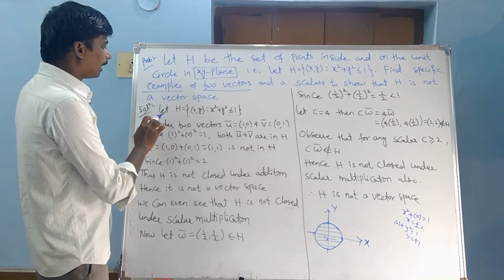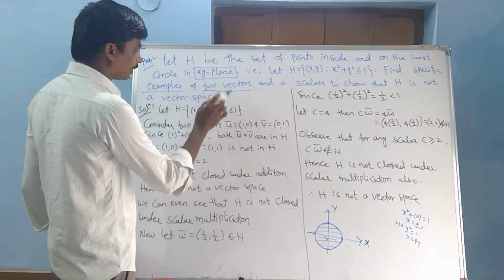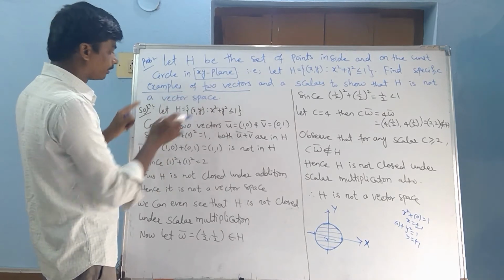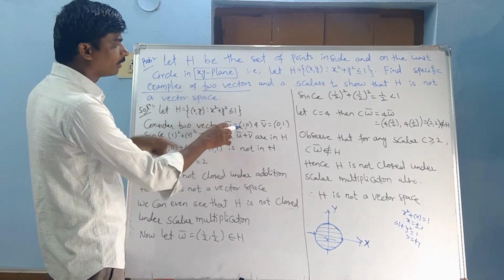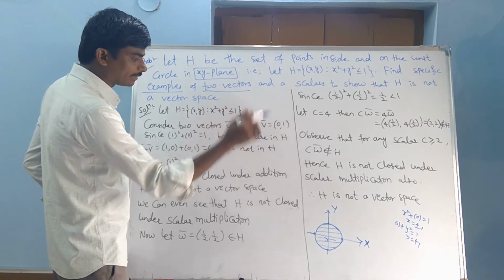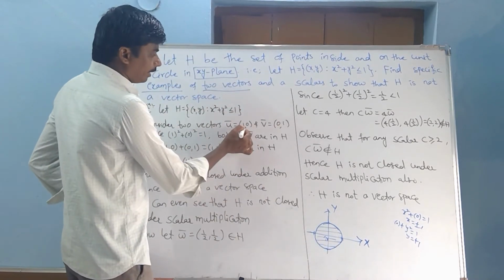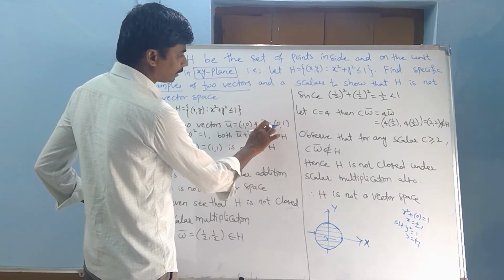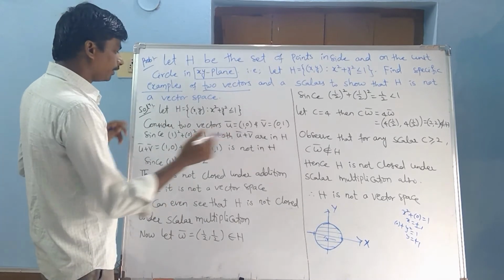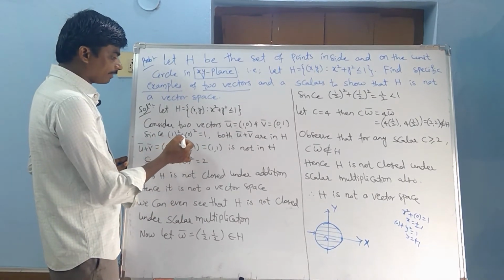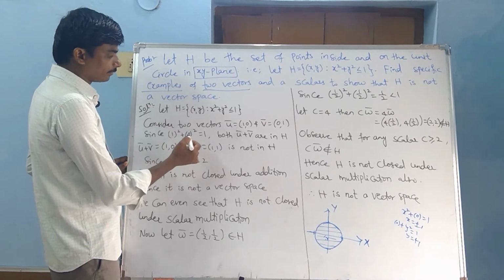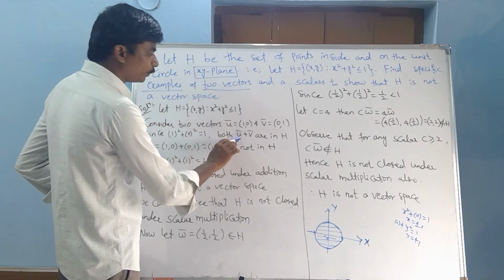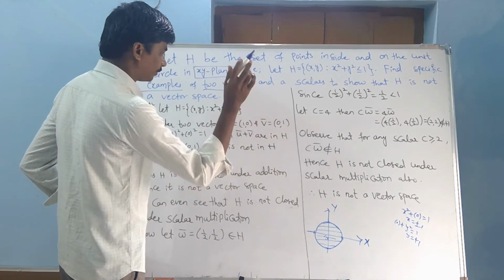Solution. Let H equal (x, y) such that x square plus y square is less than or equal to 1. Now consider two vectors, a specific example. We take u bar on the x axis: u bar has x value 1, y value 0. On the y axis we take a vector v bar with x value 0, y value 1. Since x square plus y square equals 1, both u bar and v bar are in H.